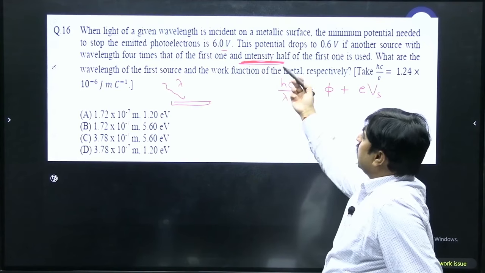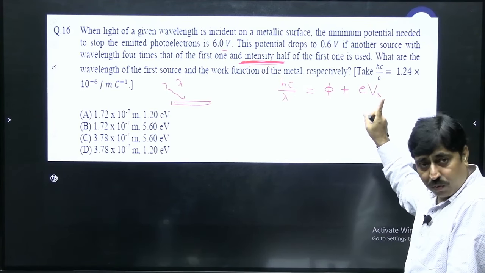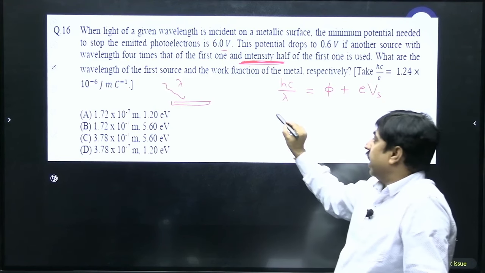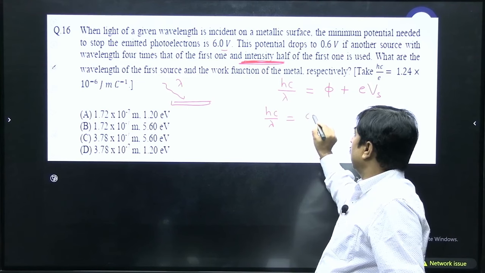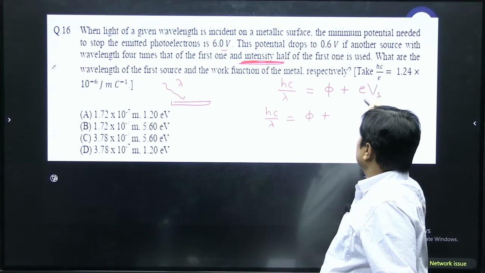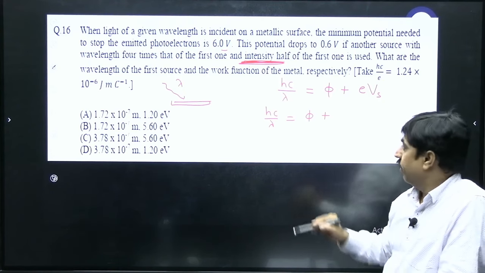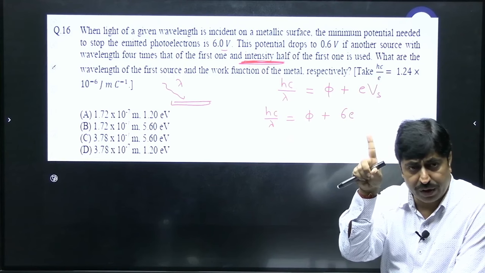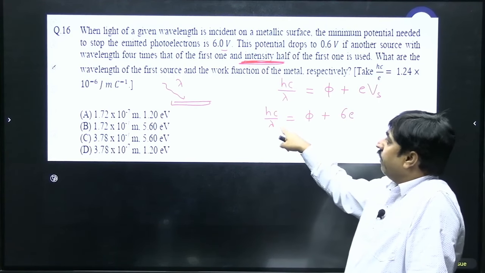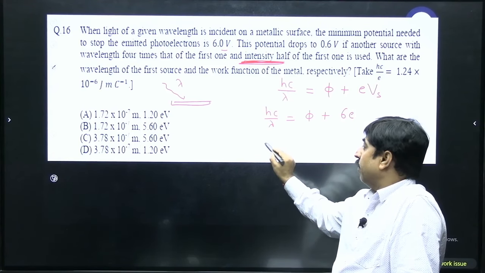So, let us assume initially the wavelength is lambda. So, the stopping potential difference is 6 volt. So, I can write it like this. This is e into 6, e is the charge on the electron. And then when the wavelength is made 4 times, this lambda becomes 4 lambda.